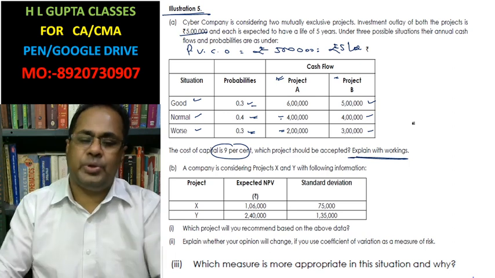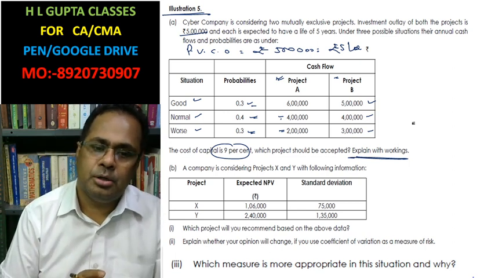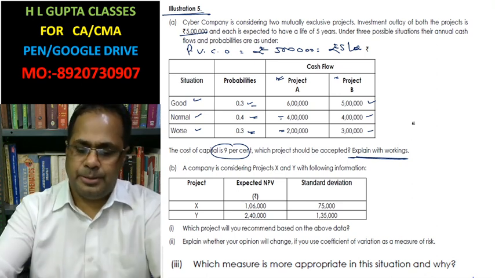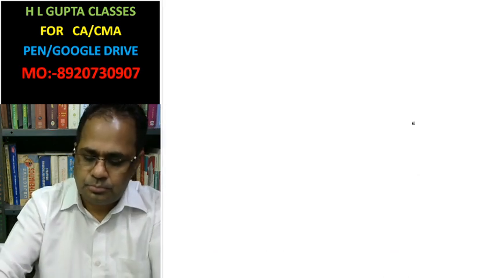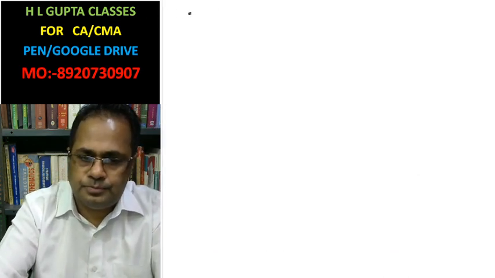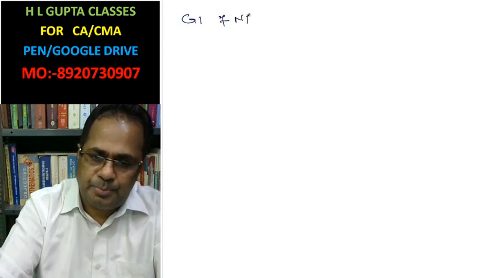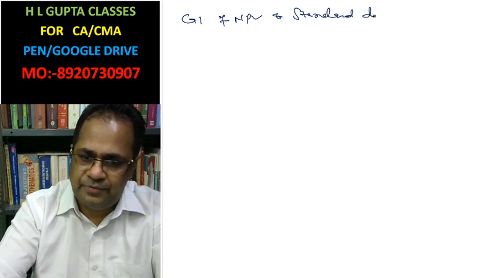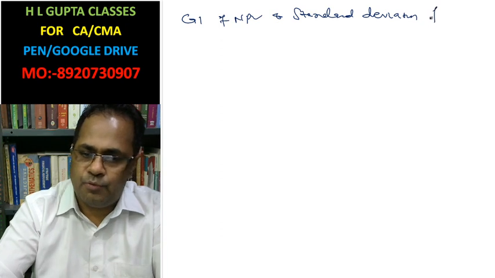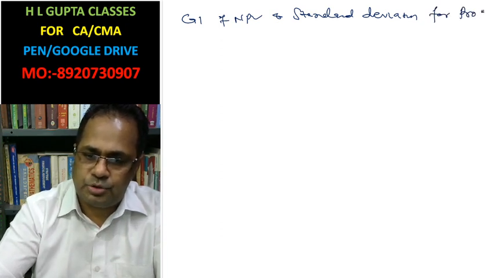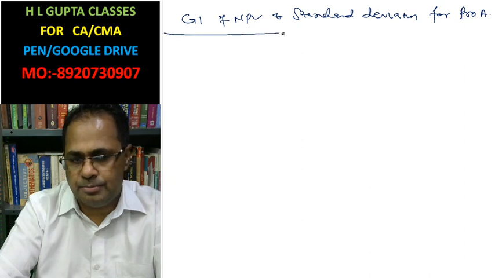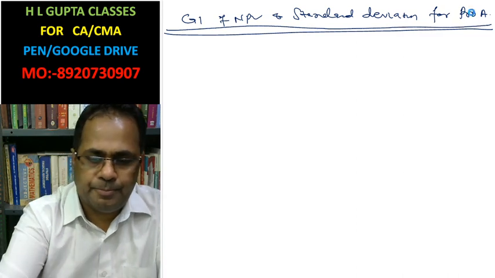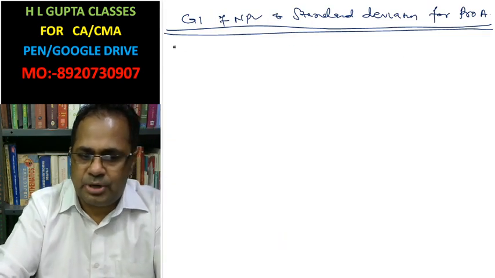In this case, we are going to calculate net present value and standard deviation for project A and project B. First, the calculation of net present value and standard deviation for project A. Look at it. In this case, you write the situation.